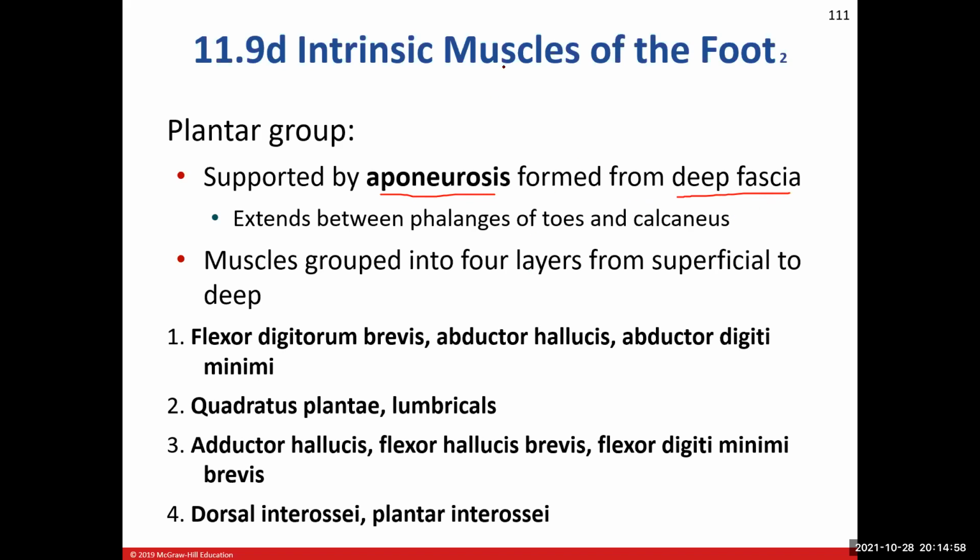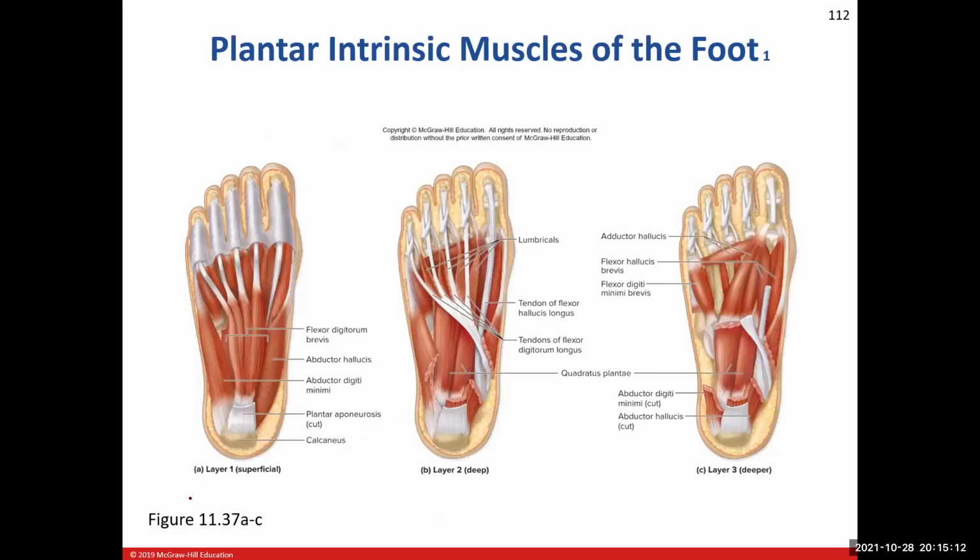If you're number 1, you are superficial. And if you are number 4, you're deep. So if we're looking here at layer 1, that's our most superficial. We've got flexor digitorum brevis, abductor hallucis, abductor digiti minimi, right? So this guy here. Remember what we talked about when we were talking about flexor digitorum longus, we didn't see how it attached onto the 5th digit, okay? Because we have our intrinsic muscles that are going to do that for us.